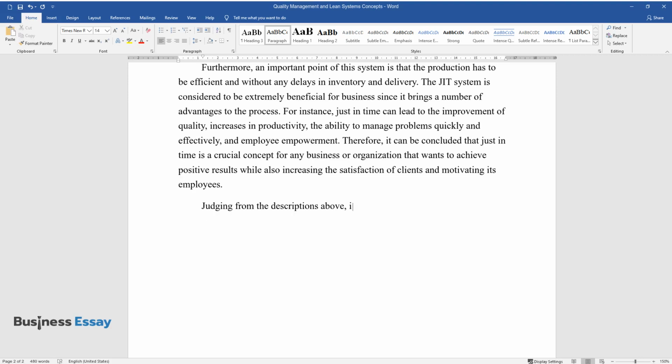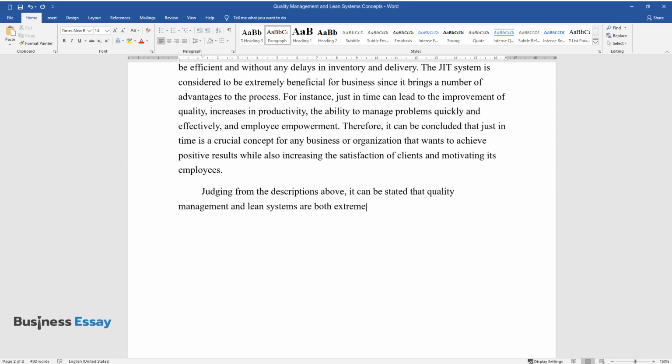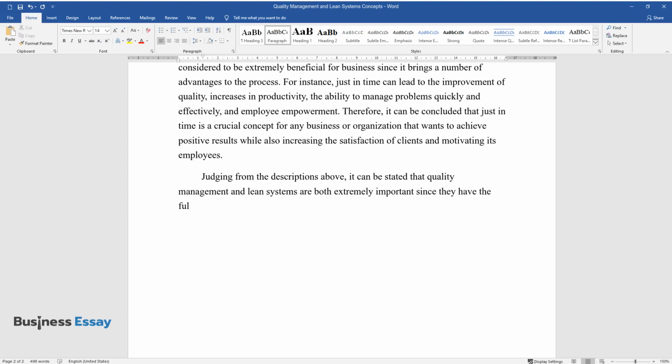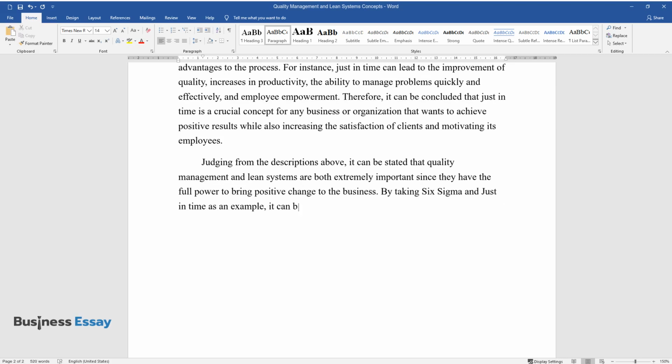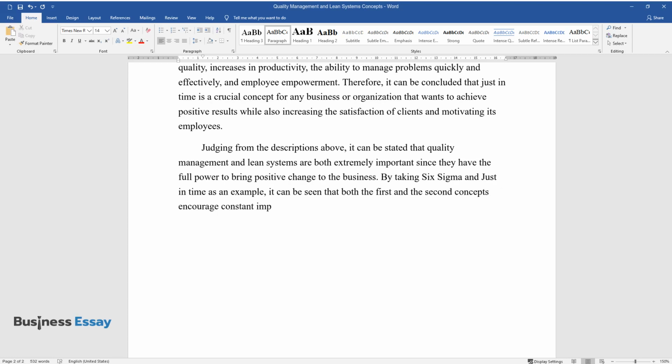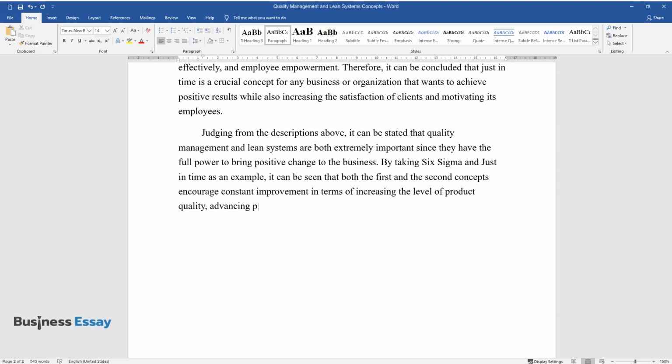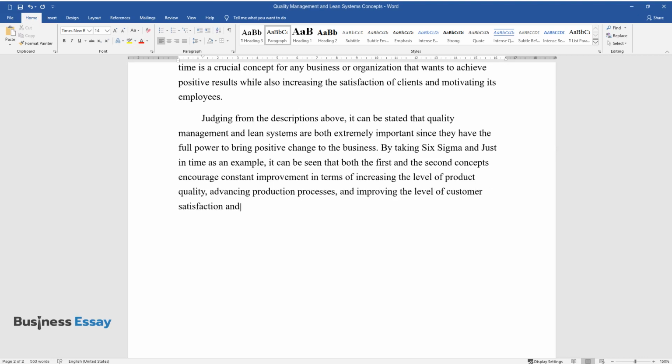Judging from the descriptions above, it can be stated that quality management and lean systems are both extremely important since they have the full power to bring positive change to the business. By taking Six Sigma and just-in-time as an example, it can be seen that both the first and the second concepts encourage constant improvement in terms of increasing the level of product quality, advancing production processes, and improving the level of customer satisfaction and interest.